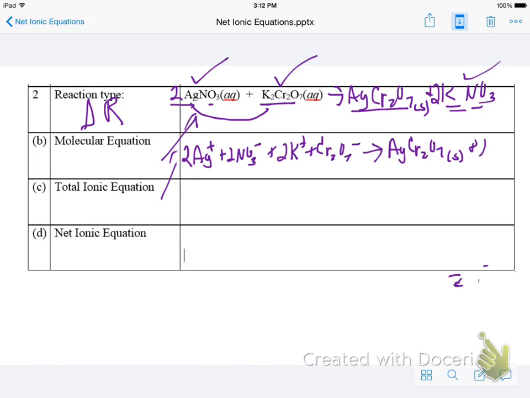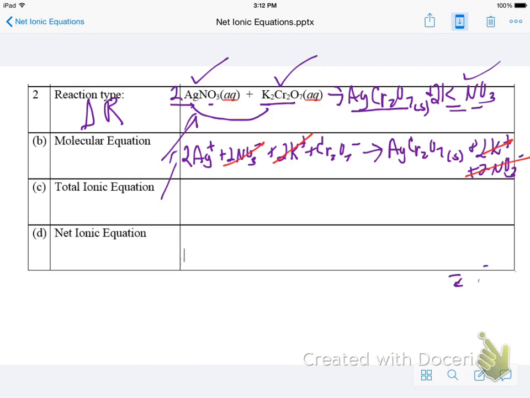Plus this will break up, and I'll have 2K plus 2 nitrates. Now I have to decide what my spectators are and eliminate them. I'm going to do that with a red pen. So let me see, I have 2 potassium here and 2 here, 2 nitrate here and 2 nitrate here. So for my net ionic, I'm going to write what I have left over after I eliminate my spectators.